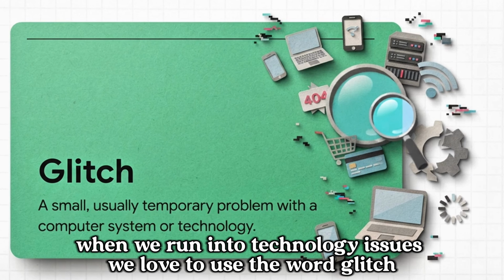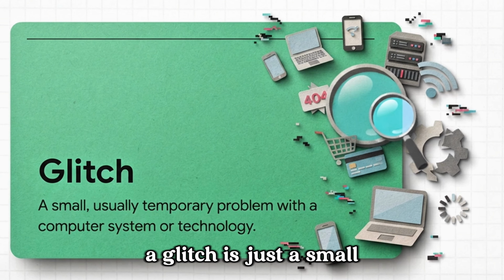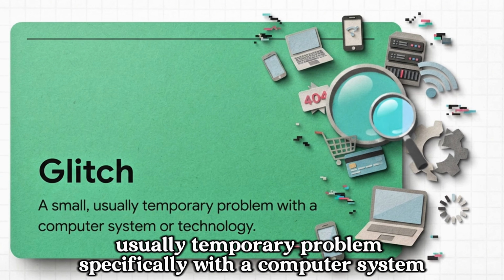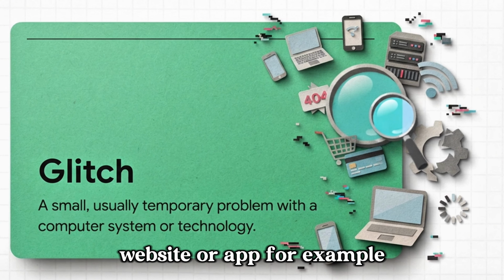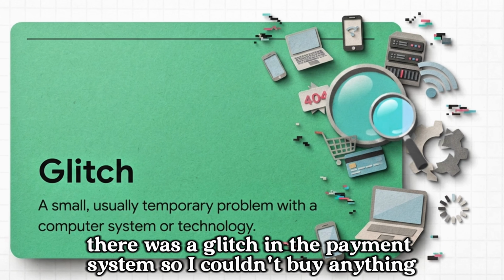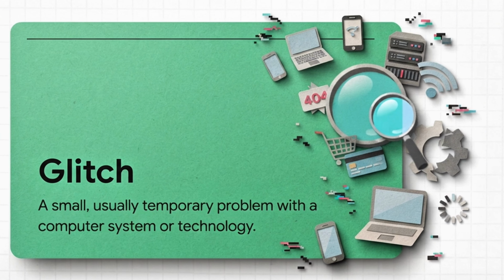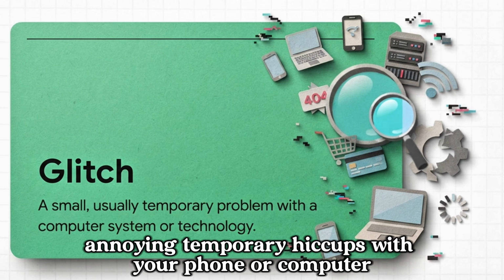When we run into technology issues, we love to use the word glitch. A glitch is just a small, usually temporary problem, specifically with a computer system, website, or app. For example, there was a glitch in the payment system, so I couldn't buy anything. It's literally the perfect, precise term you need when you're describing those annoying temporary hiccups with your phone or computer.